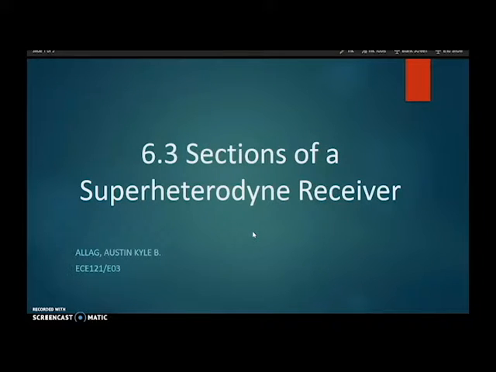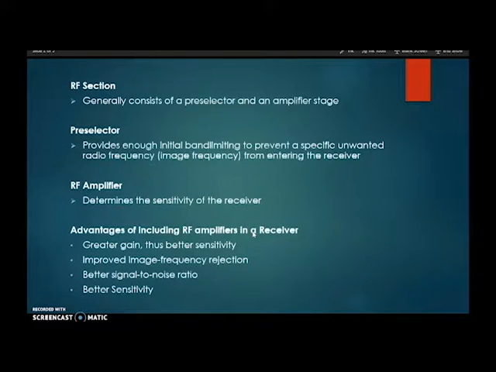I am here to discuss Lesson 6.3, Sections of a Superheterodyne Receiver. The RF section, or radio frequency section, generally consists of a preselector and an amplifier stage. A preselector provides enough initial band limiting to prevent a specific unwanted radio frequency from entering the receiver. Meanwhile, an RF amplifier determines the sensitivity of the receiver.